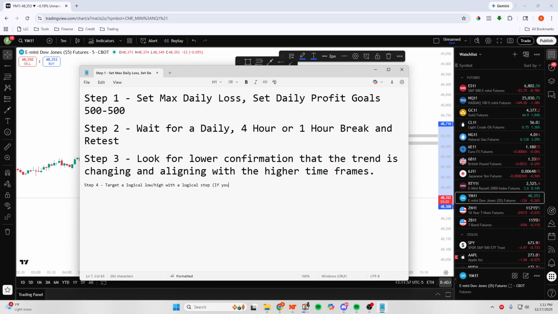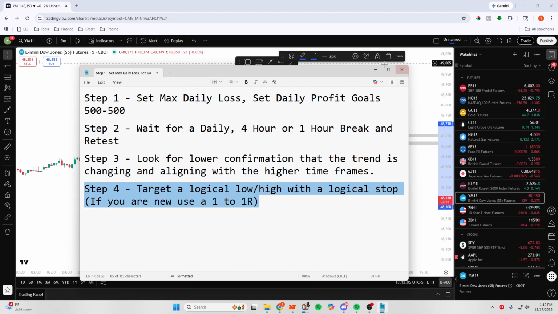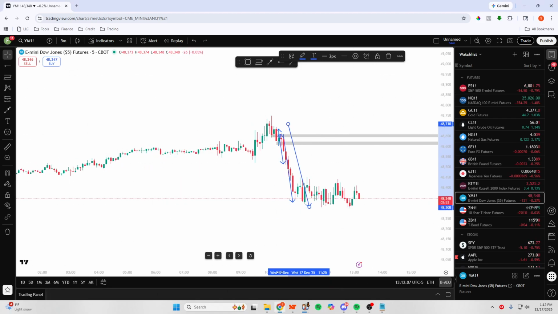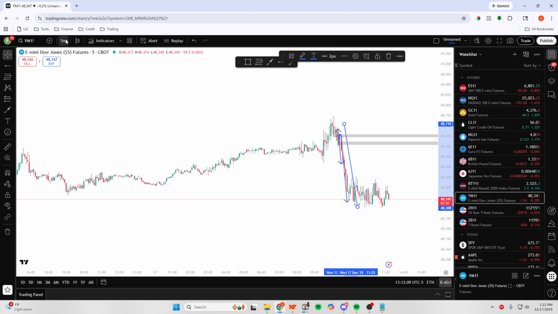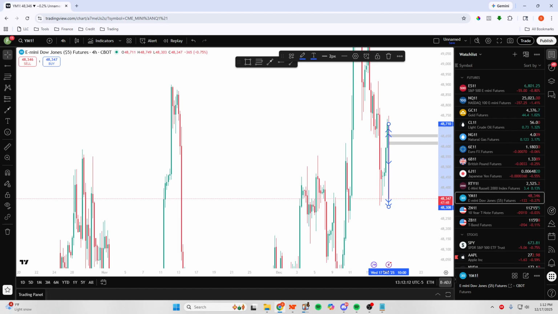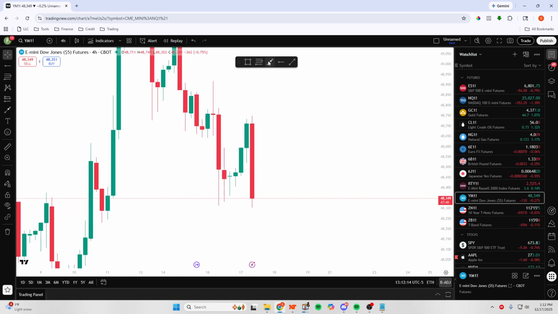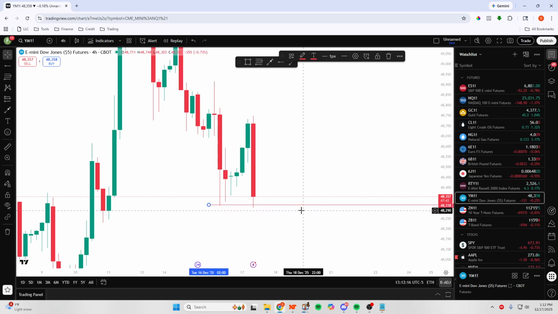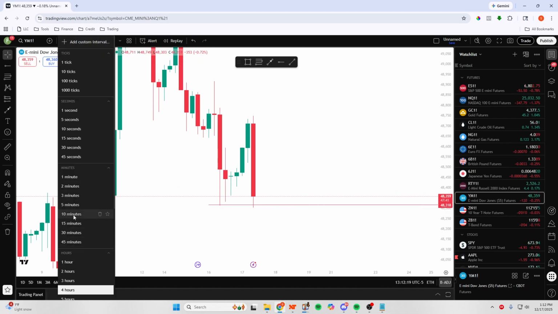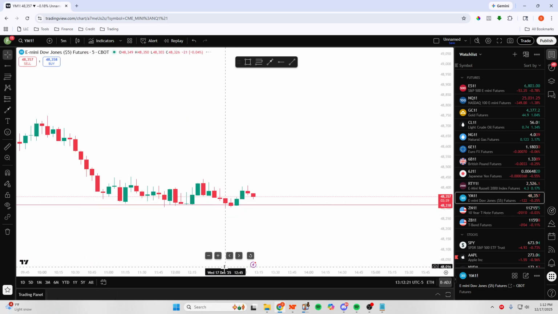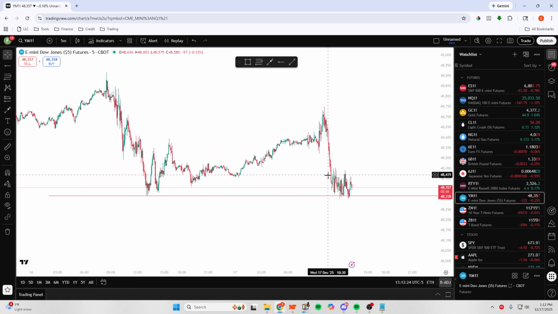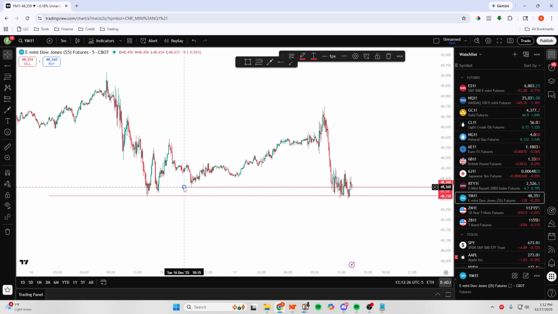Right? If you are new, use a 1-to-1R. So all this means here is that step 4 is if price breaks below here, where are we likely to go? It's going to be that 4-hour low, which we hit. Or let's say you wanted to be more conservative, and you wanted to target not that low, but this low here, because maybe price failed to break this low. So we want to just target this low or this low to be more conservative.